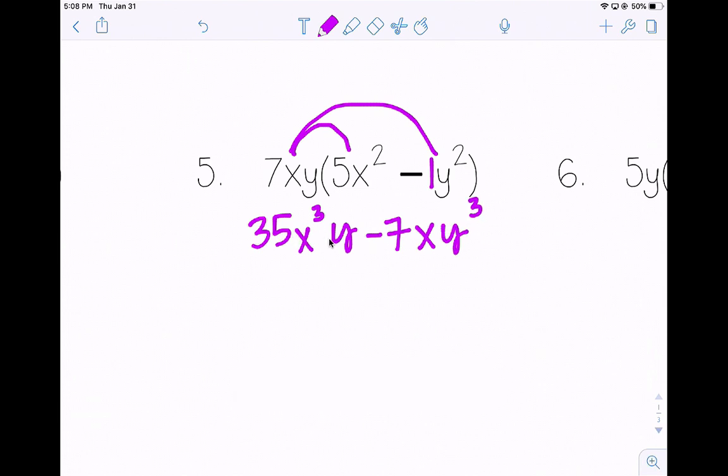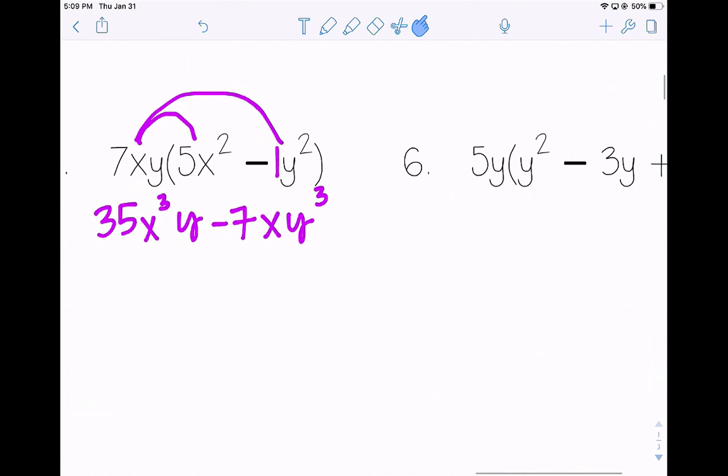So we have 35x cubed y minus 7xy cubed. These look similar, but in this one the x is cubed and in this one the y is cubed. So these are still not like terms. They're very similar but not alike, so we cannot actually subtract those. We just leave it like that.